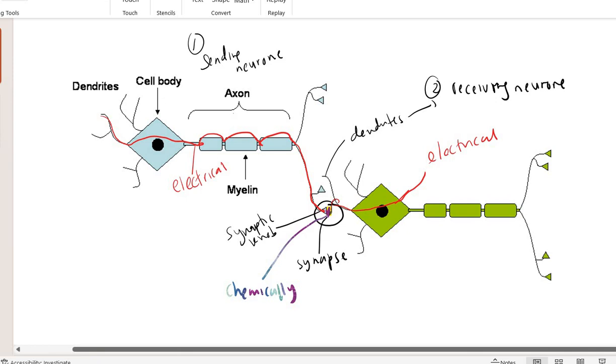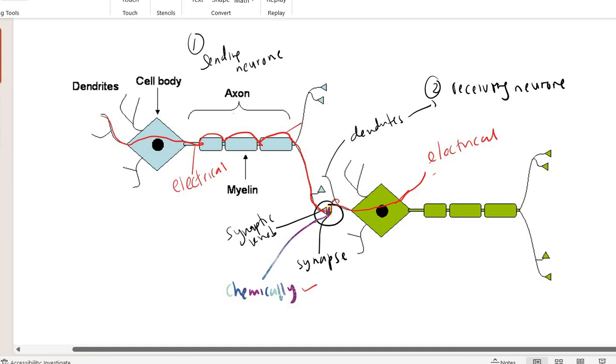So because of this, there must be a process to change from electrical into chemical, and then from chemical change back into electrical impulse, an electrical signal. That's what we are going to learn later. What happened in the synapse?